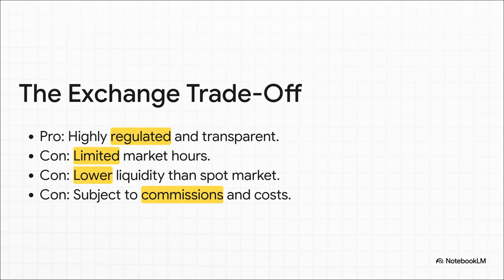So what's the catch? What's the trade-off with going this route? Well, the huge pro is that it's highly regulated and transparent. You can see all the data. But the cons? They're pretty significant. The market isn't open 24/7. The liquidity can sometimes be a lot lower, and you're almost always paying commissions and fees.